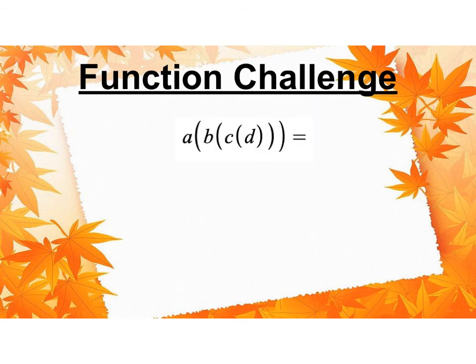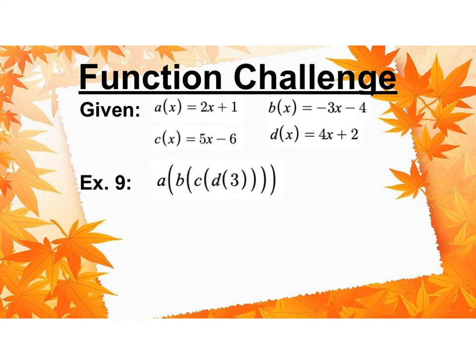Here's a challenge. We have a of b of c of d. It looks a little scary, but just remember to start on the innermost and work your way out. So here I give you a, b, c, and d of x. We're starting with 3. So I'm going to do it the first way that I showed you. I'm just going to plug the 3 into d. So let's see what d of 3 is. 4 times 3 plus 2. d of 3 is 14.